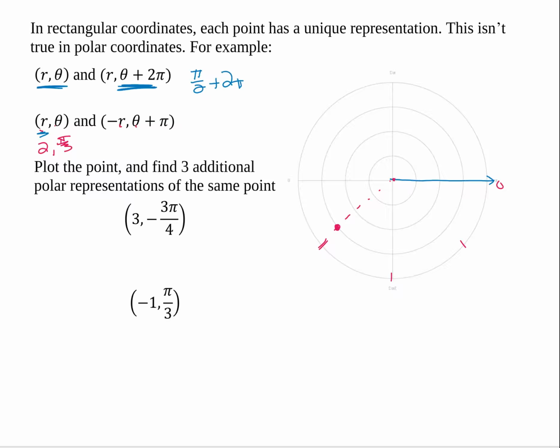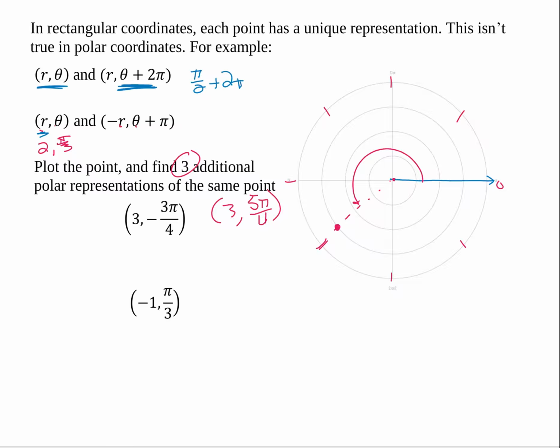So now the question is, I need 3 additional polar representations of the exact same location. So how do I do that? Well, I can do the obvious one, which is go in the positive direction instead of the negative direction. So I would still have the same radius of 3. And then I just got to figure out what this angle is that I turn through right here. So this is 1 pi over 4, 2 pi over 4, 3 pi over 4, 4 pi over 4, 5 pi over 4. So I could call it that. Okay, that's just going in the positive direction.